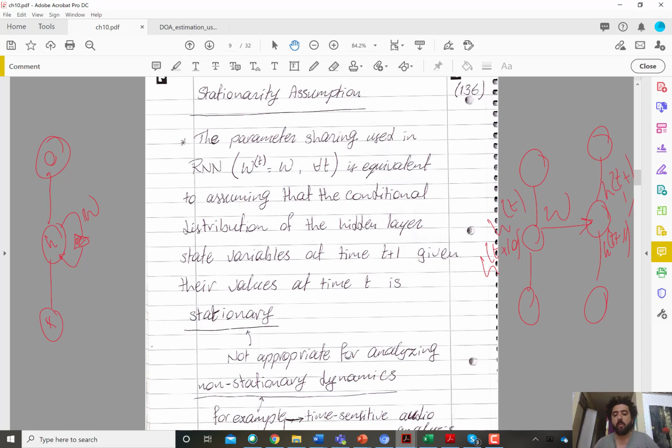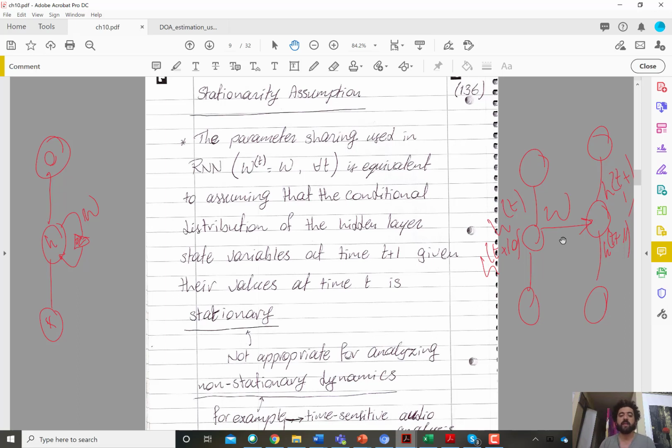Why doesn't it matter? The same W will be used. The same W is used in the transition from h of t to h of t plus 1, or h of t plus 10 to h of t plus 11, or h of t plus 100 to h of t plus 101. That means the process of the state transition, the internal state of the neural network represented by the hidden layers, from one time step to the next, is stationary.